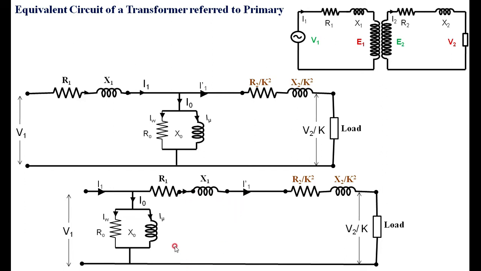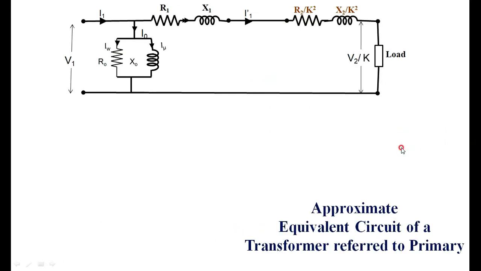therefore it does not affect the overall circuit of the transformer. Now with the changed scenario, by shifting this element, the current here is I1, and here it is I1 dash, and the same I1 dash is flowing here as well. By shifting this element from here to here, the advantage is that you can add these resistances and the reactances. That we will see in the next slide.